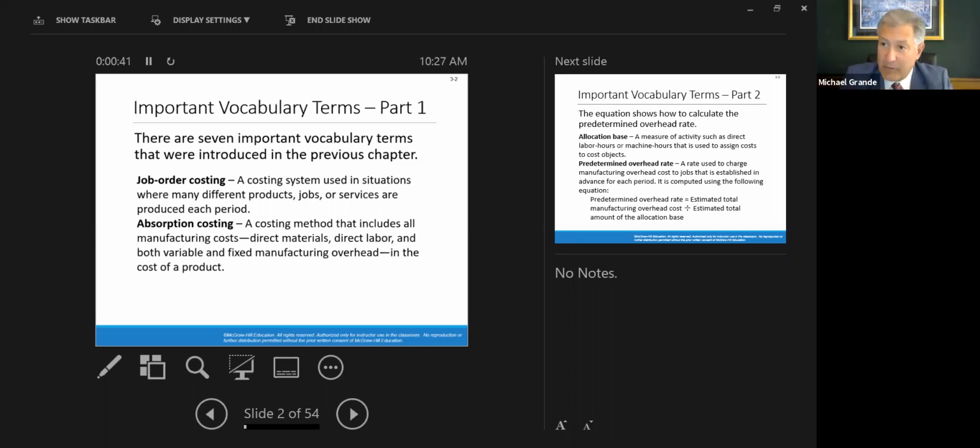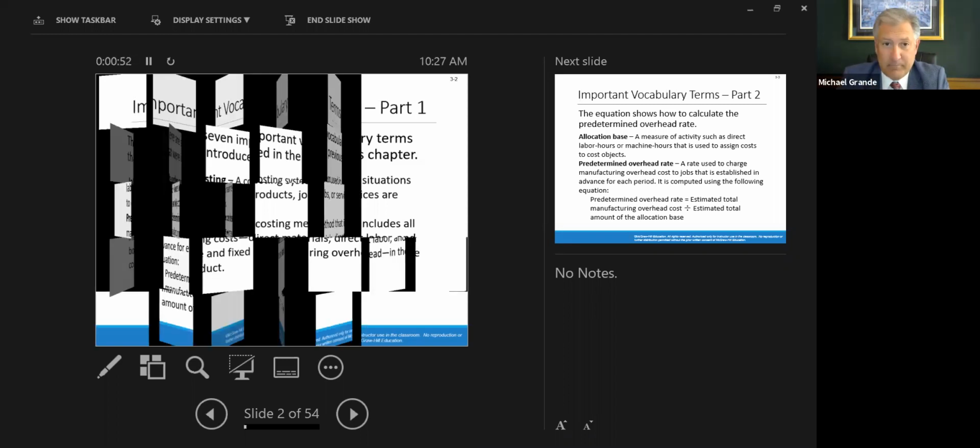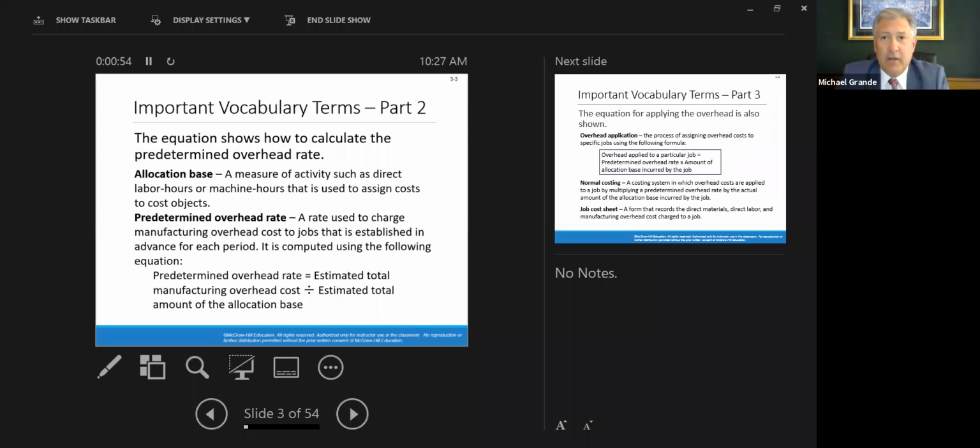So we need to absorb it. We need to account for all of it, and we put it in our product. We put it in inventory until such time as we sell it. The equation shows how to calculate the predetermined overhead rate. We have an allocation base, and we have predetermined overhead rates, which we learned and talked about in chapter 2.